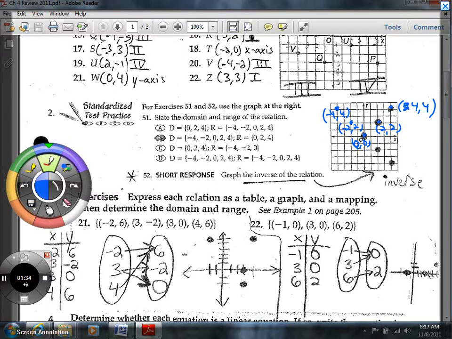And then you just identify what the x's are that are used there. So these are all the x's that are used. And the range are all the y's that are being used. And we only used a 0, 2, and a 4. So that's why this is the answer.